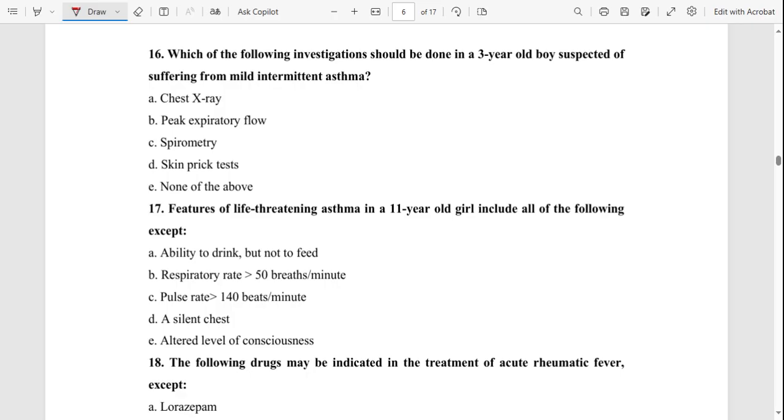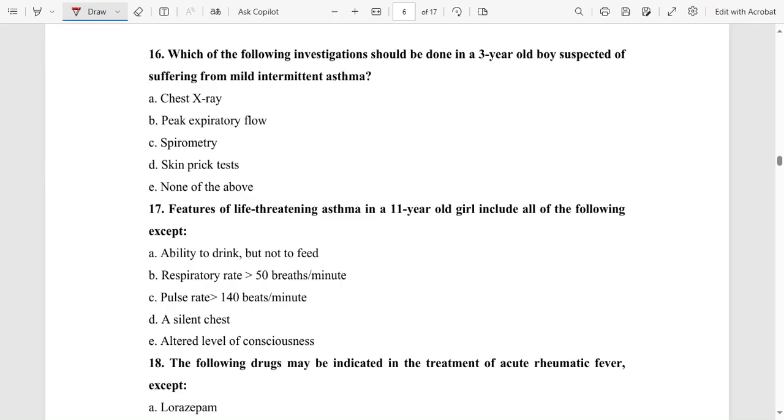Okay. So question 16 is saying, which of the following investigations should be done in a 3-year-old boy suspected of suffering from mild intermittent asthma: chest X-ray, peak expiratory flow rate, spirometry, skin prick test, or none of the above? Any thought on this one? Which one can we do for a 3-year-old who is suspected of having mild intermittent asthma?